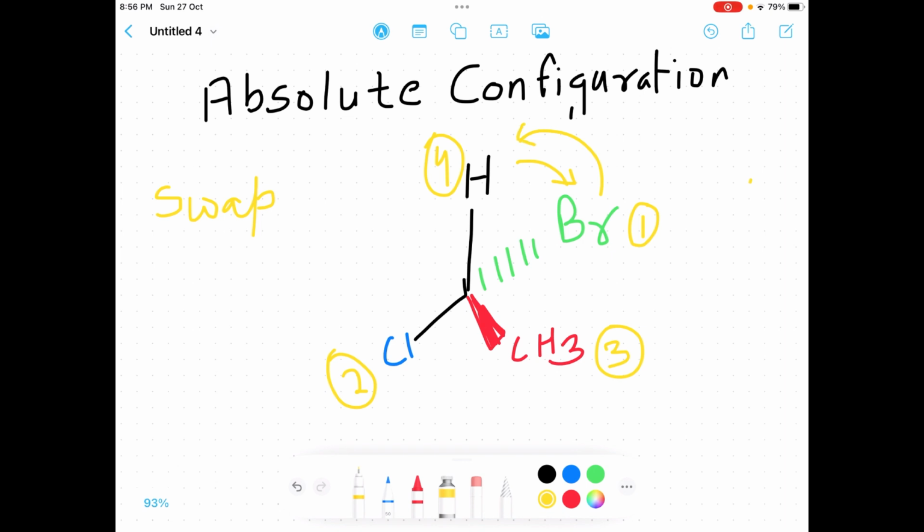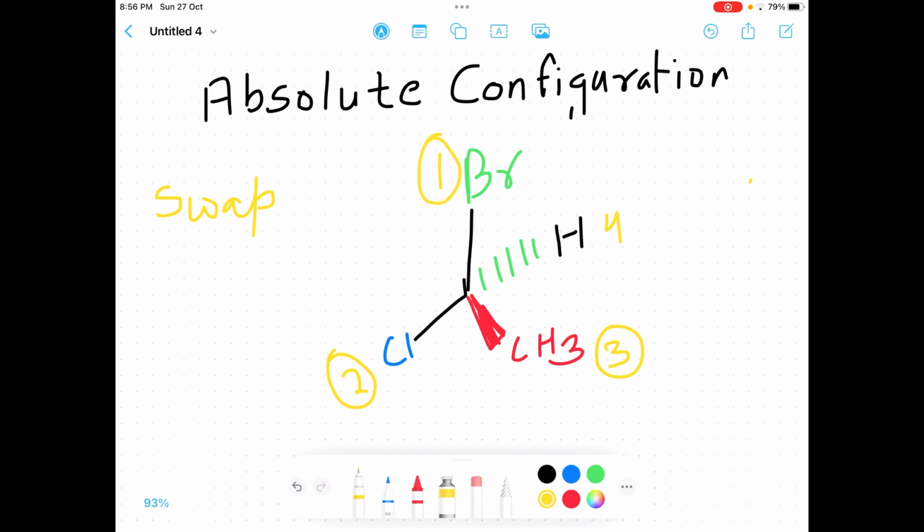Now number 4 is in the plane, so what you have to do is swap it with the group that is on the back. Here we have bromo, so we will swap hydrogen and bromo group. So if we swap it, that means bromo is here and the hydrogen is here. So let's rewrite the numbers. Now bromo 1 is here and the hydrogen is number 4, on the back.